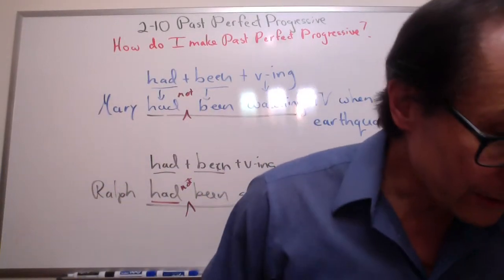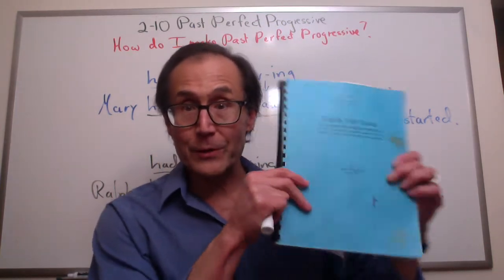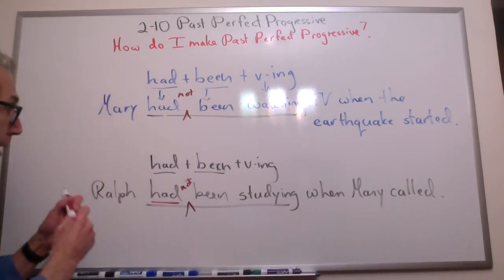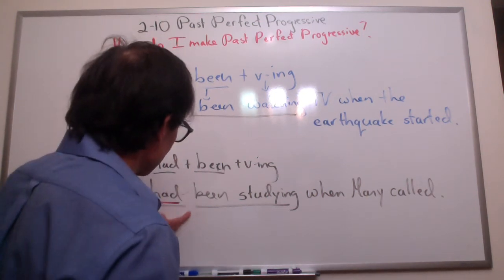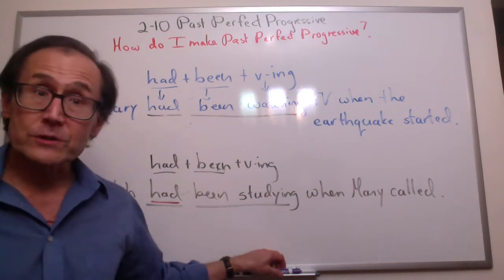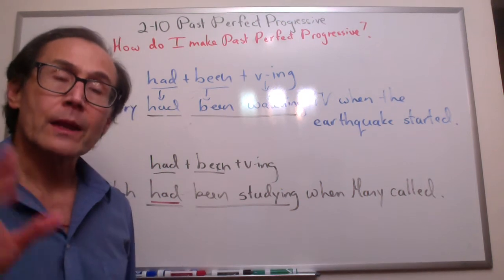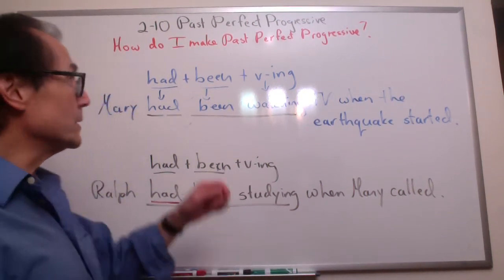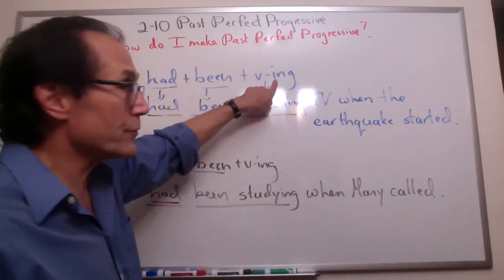Now, if you want more examples, again, there are a lot of them in this book. So, let's talk about one more way. How do I make a question using past perfect progressive? Okay, so for most verb tenses in English, or let's say this another way, for all verb tenses in English that have more than one word. So here I see past perfect progressive has 1, 2, 3 words.